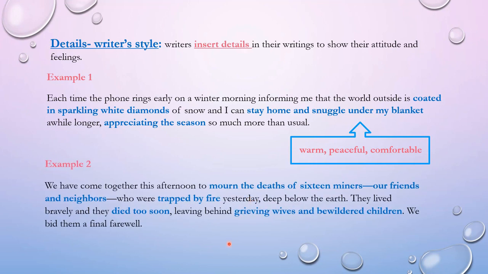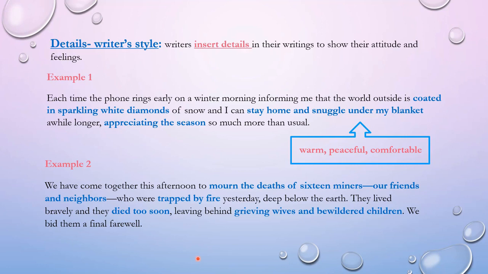The second example: we have come together this afternoon to mourn the deaths of 16 miners, our friends and neighbors, who were trapped by fire yesterday, deep below the earth. They lived bravely, and they died too soon, leaving behind grieving wives and bewildered children. We bid them a final farewell. Miners means people who go into caves or mines in order to get metals or other resources.